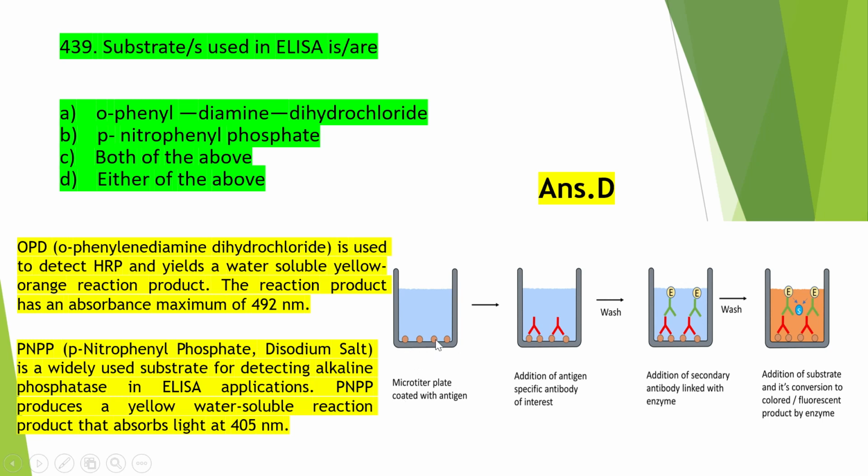So basically here the antigens are present, which we want to detect, and now we have to add the antibodies, and then we have to add a secondary antibody attached with an enzyme. Okay, and then when the substrate is added, they produce the yellow color reaction product, and we get the absorbance at 492 nanometers for OPD, or for PNPP, that is 405 nanometers. Okay, so in this way we can detect the antigens in the ELISA process.